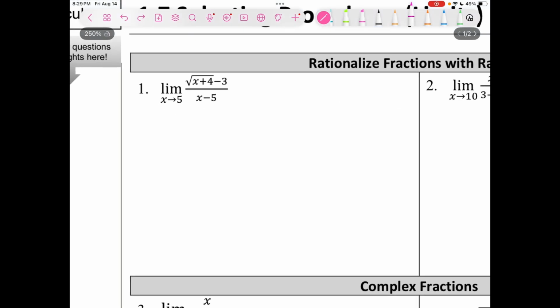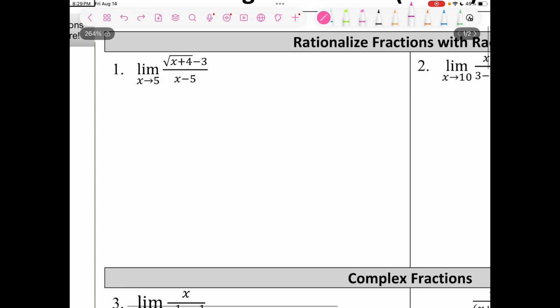Okay, so when we look at number 1 here, the first thing I would want to do is direct substitute. Well, I can already see there's an issue. If I take my value of 5 and substitute that for x, I'm going to get a 0 in my denominator. And if that happens, then that value is undefined. So that's not going to help me find the limit, and so let's just ignore that.